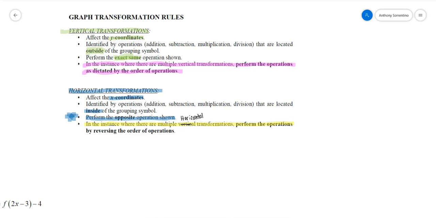I would perform the operations, and these are the operations that I now interpret I have to do. So if I see an addition, I'm going to subtract. I see a multiplication, I'm going to divide, whatever the case is. But I also reverse the order of operations, which means additions and subtractions get done first, then multiplications and divisions get done second. So you want to keep that in mind as well when you do your horizontal transformations. So let's see this at work.